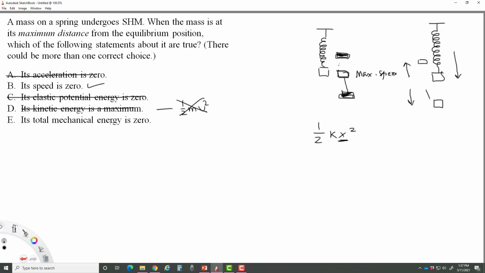So that's not true. The total mechanical energy is 0, which is not true, because total mechanical energy is always constant. If you have some mechanical energy, no matter where the object is, whether it's here or here or here, total energy is always conserved. Okay, it's constant. So that's not true. So the right answer is B. Now let's look at the next problem.